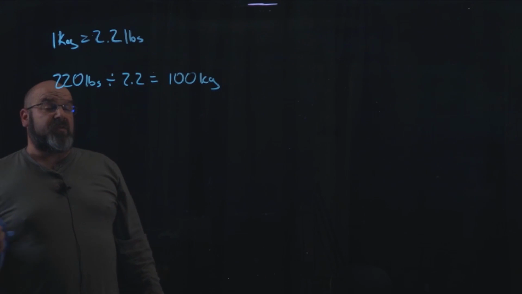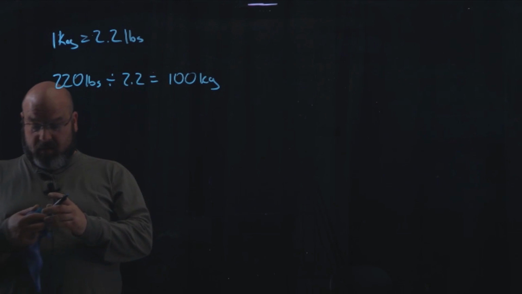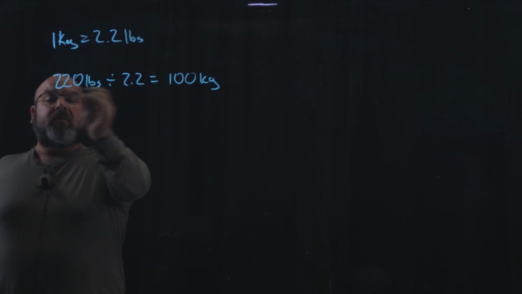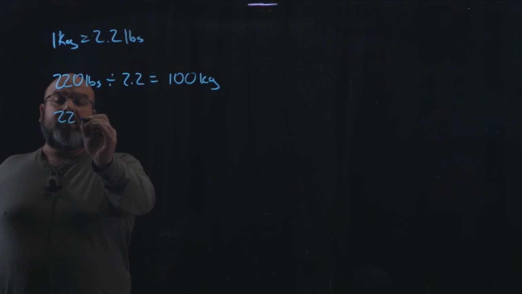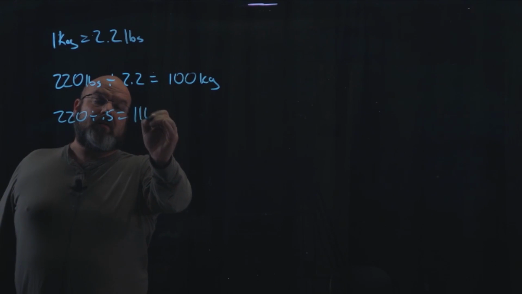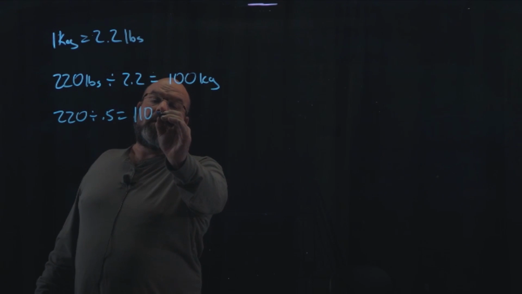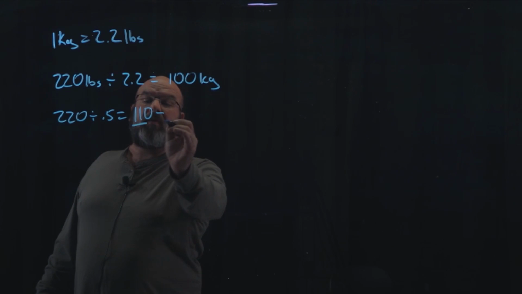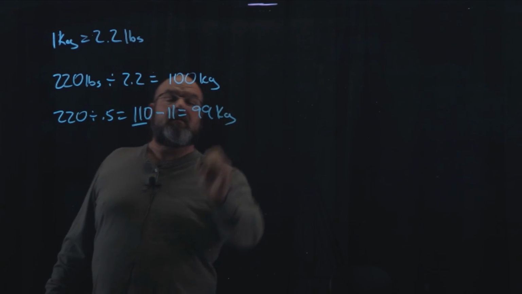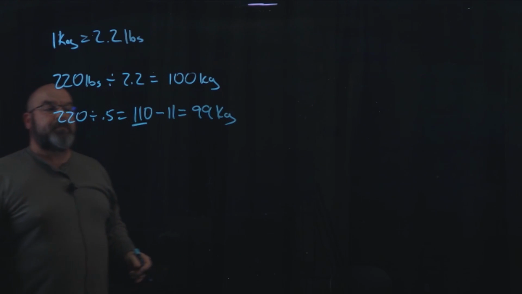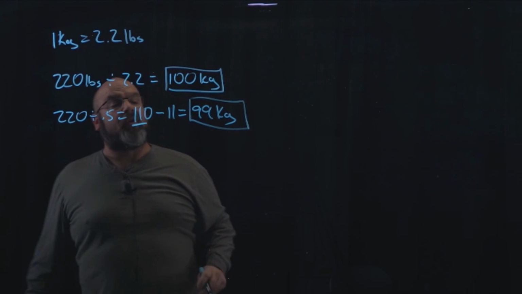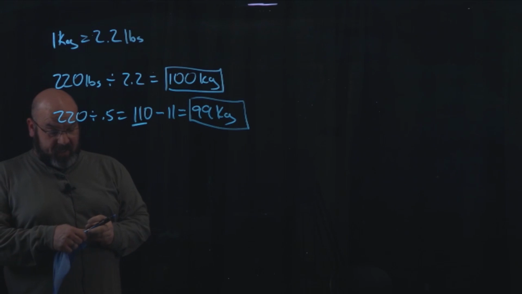So there's another method you can use that's in your head that's a lot quicker and accurate enough for what we do. So take 220 divided by half equals 110. And we're going to subtract the first two numbers. So we're going to subtract 11. We're going to come to 99 kilograms. Okay? So that is an acceptable method, and will get you close. And you can work it in your head.